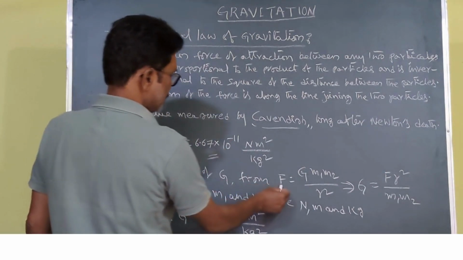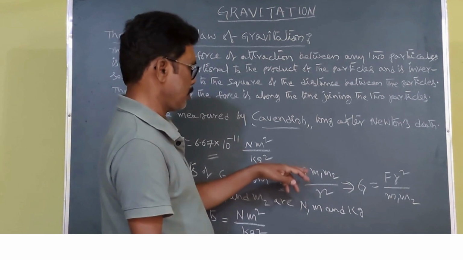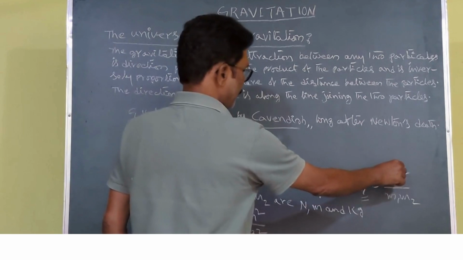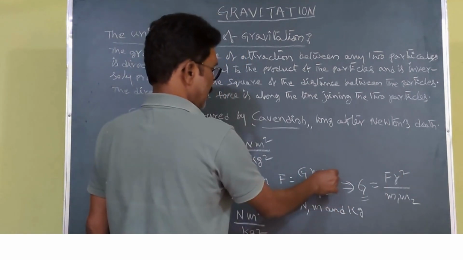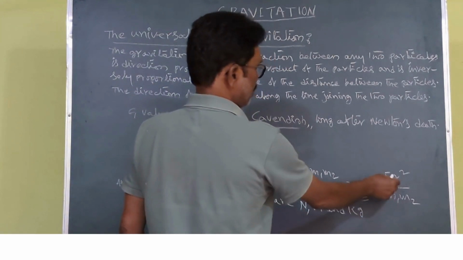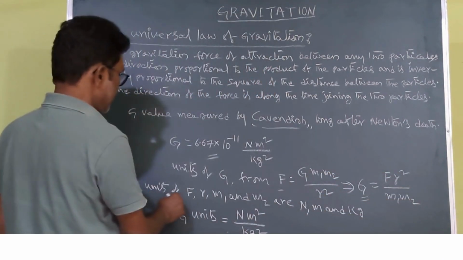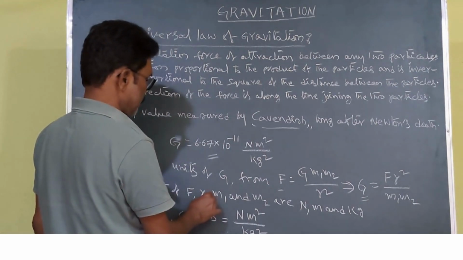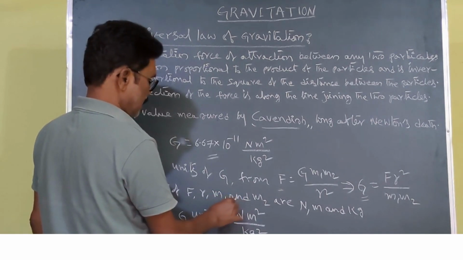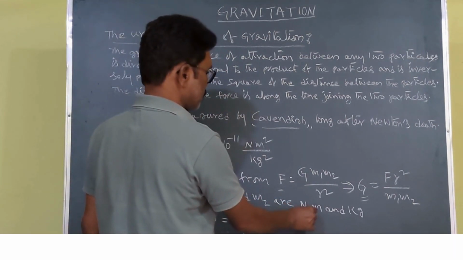Units of G, this is the equation. We know that Newton proposed F equals G times m1 times m2 divided by r square. From this you can take out G: take r square to the other side, and automatically m1 and m2 come to the denominator, so the equation is rearranged: G equals F times r square divided by m1 and m2. The quantities are the force, the distance between the two particles, r, and the masses of the two particles, m1 and m2.